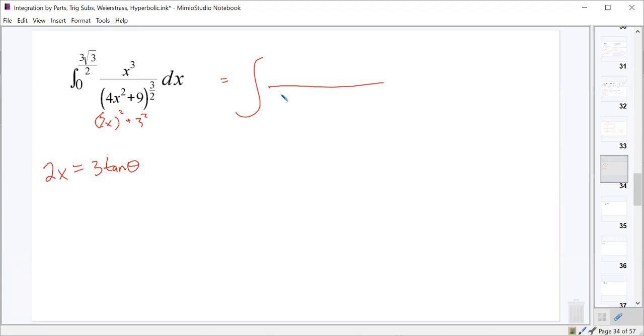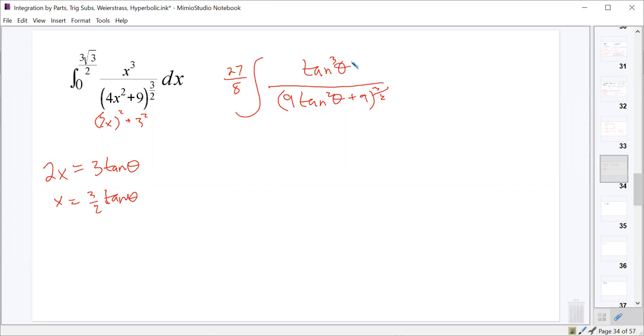9 tangent squared theta plus 9, all raised to the 3 halves power. And then in our numerator, we have to figure out what x is. If I divide by 2, x is 3 halves tangent theta. And so what is x cubed? X cubed ought to be 27/8 tangent cubed theta. Let's put that out there to begin with, because I don't want to deal with that.